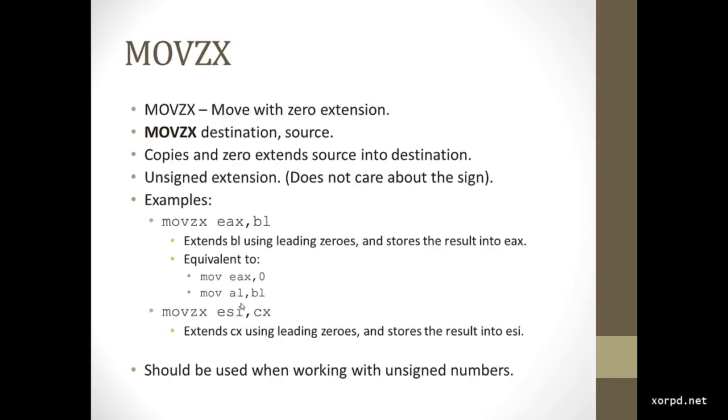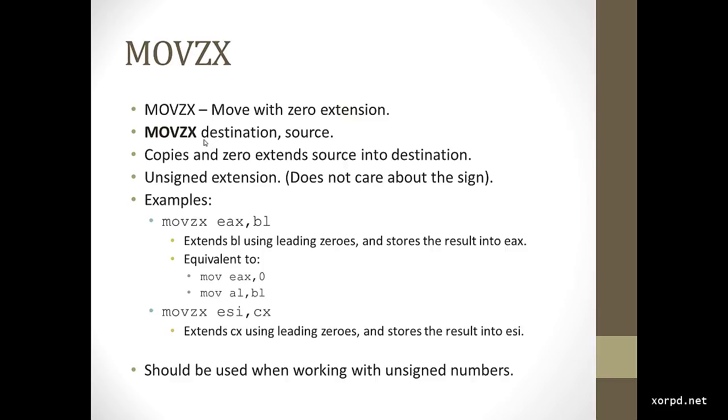Let's begin with move zero extension. It looks mostly like the move instruction. If you remember, also the move instruction has destination and source. However, move zero extension, in contrast to the move instruction, can actually get two different arguments of different sizes. It assumes that destination is of larger size than source. Why is that? Because we are going to extend source into destination. So destination is going to be at least as large as source.